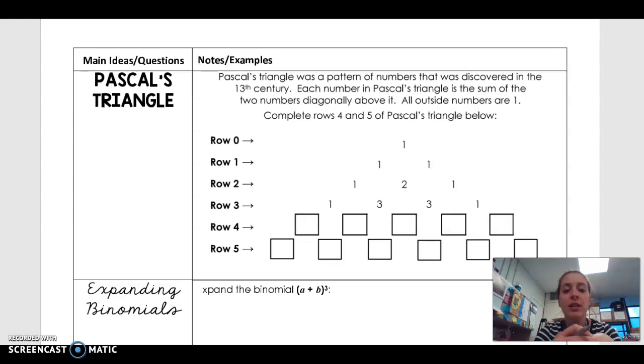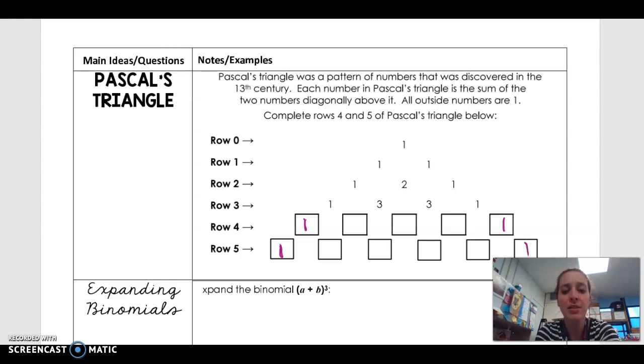So it's a pattern of numbers that was discovered in the 13th century. So all we're doing is adding the two numbers directly above to get to the next row. So all of the outside numbers on the triangle are 1. So if we continue this, I see that my outside value is 1, and my outside value is always going to be 1. It doesn't matter what happens the rest of the way.